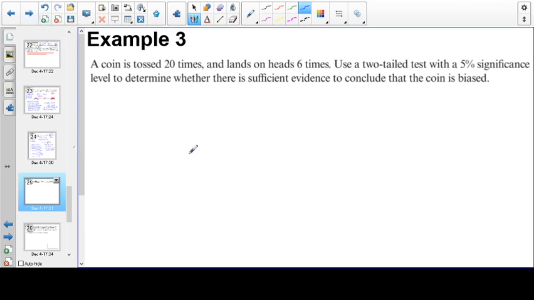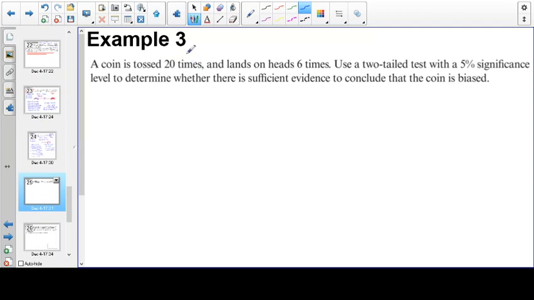A coin is tossed 20 times and lands on heads 6 times. Use a two-tailed test with a 5% significance level to determine whether there is sufficient evidence to conclude that the coin is biased. So this is where we need to interpret the words.